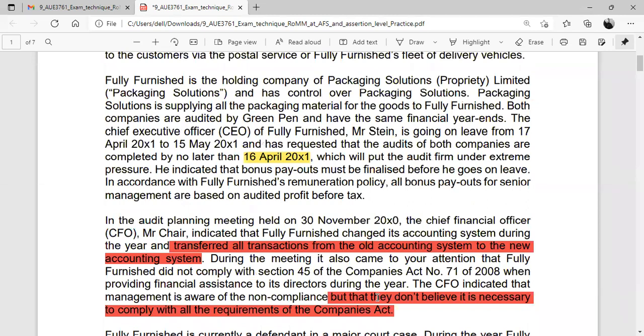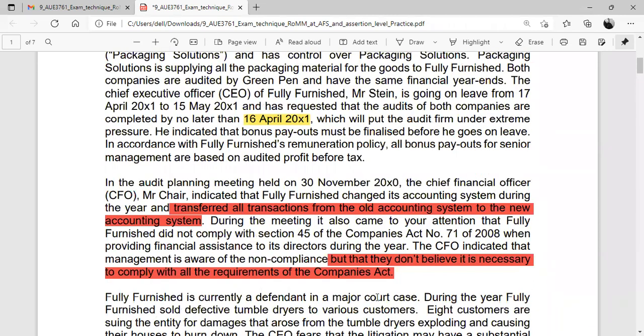Why is there a tight schedule? Why is there litigation going on? Why is there a change of systems and all of that? Why is there non-compliance? Before I even read the required, I already know what the red flags are. So when you train your mind to read your question like that, answering the question becomes a whole lot easier.